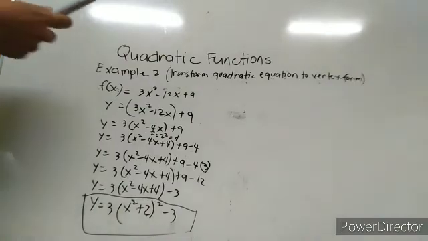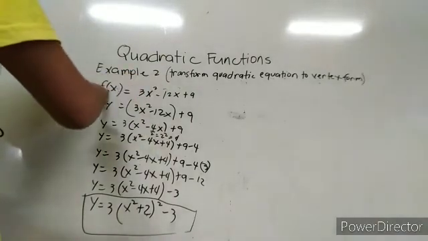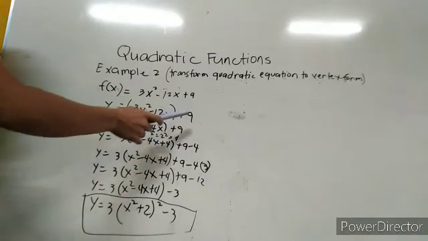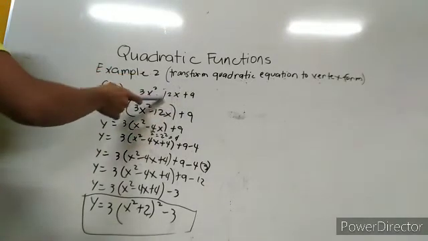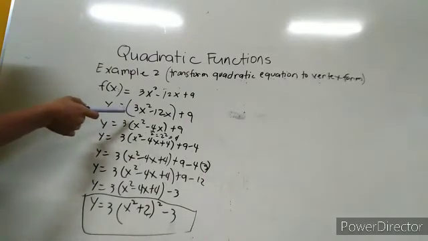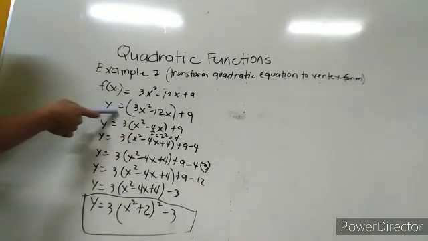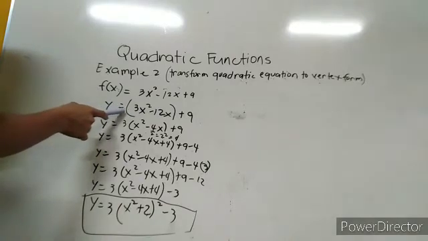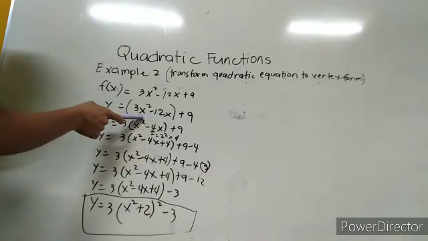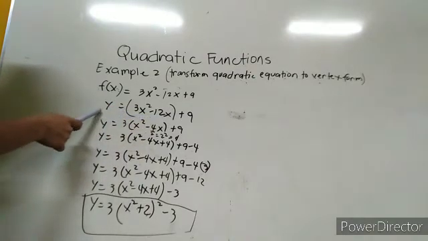So that is the second example: f of x equals 3x squared minus 12x plus 9, no? We are to transform this quadratic equation to vertex form. Again, the first step is to group the x terms. We have y equals 3x squared minus 12x plus 9. We group the variables with x. f of x or y is the same.